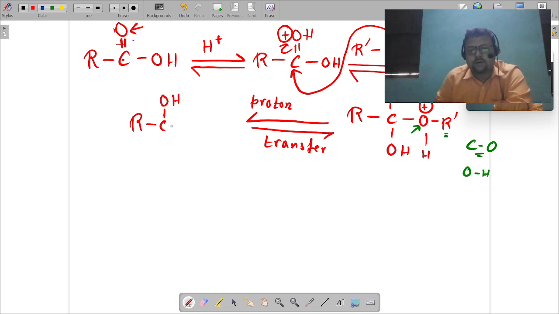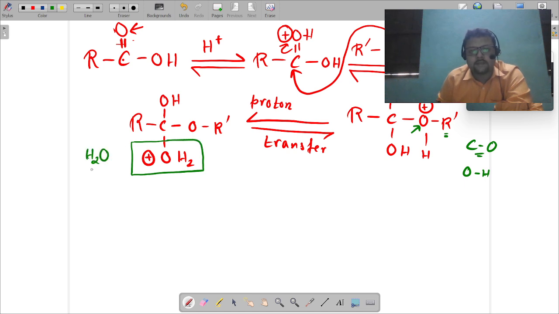After the proton transfer, we get a species which looks like this. Now look, again we have a positive charge on oxygen, but if you look closely you will see that this specific part here is nothing but water. I have just written this in an inverted way. So we all know that water is very much stable.